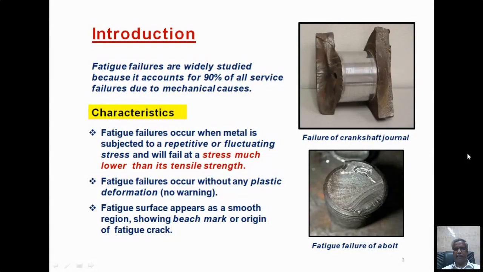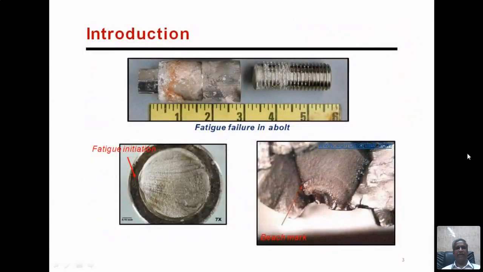Sorry for interrupting, sir. Sir, you are on the second slide. Sir, it's not moving. Still, we are on the introduction slide. Introduction only. Okay, right, sir. Thank you, sir. Now only I move. Okay, thank you, sir.